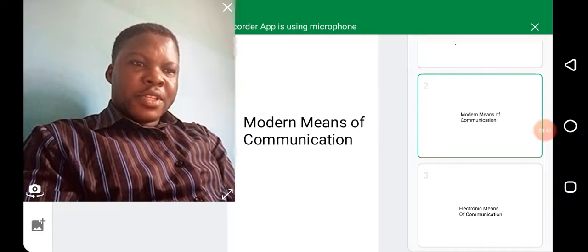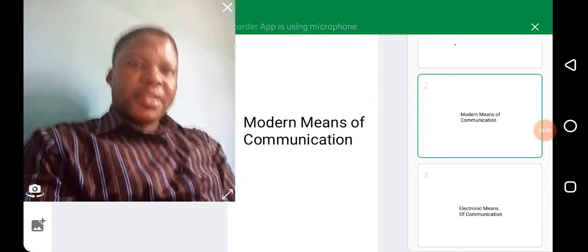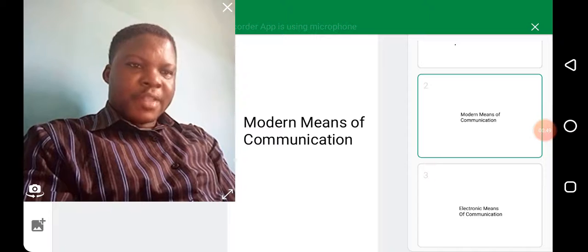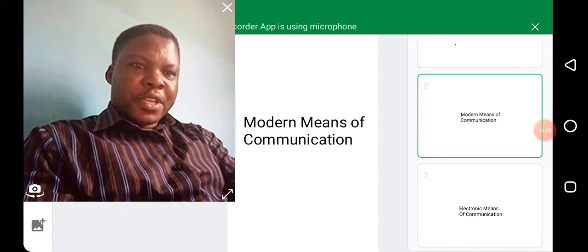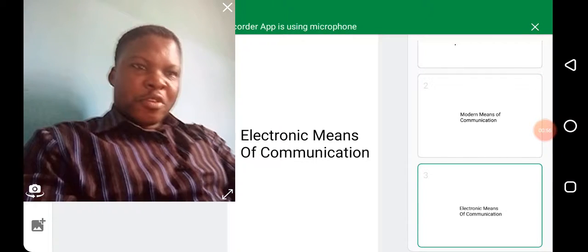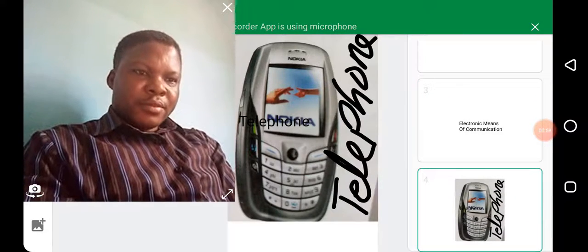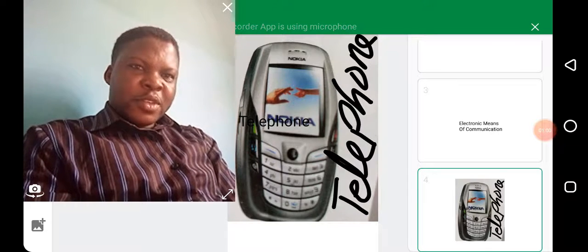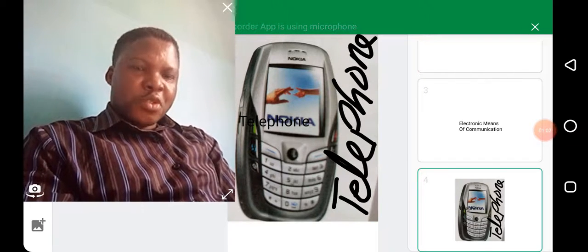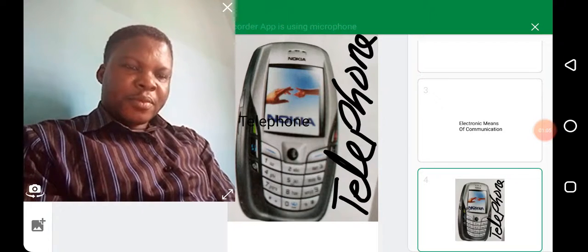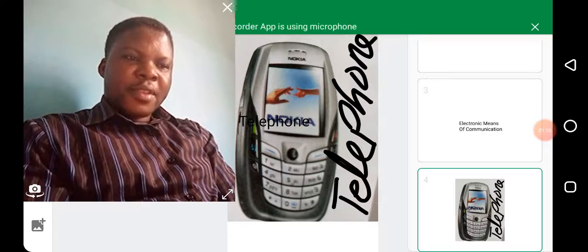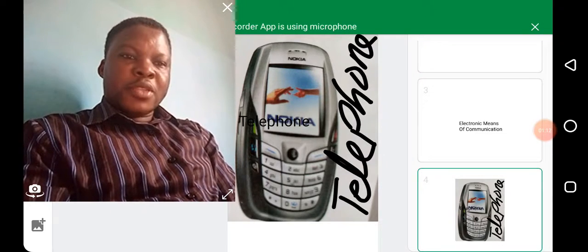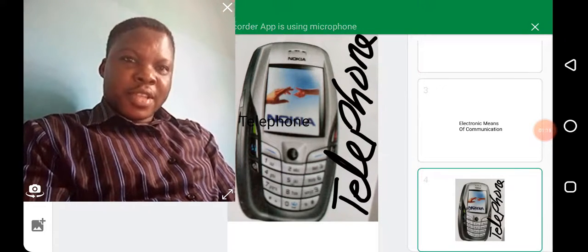Electronic communication is a process of exchanging information with the aid of electronic devices. Alright? So, let us look at electronic means of communication. One is the telephone, which you are already used to. Today, many people have telephone lines. The telephone helps us to communicate with people over long distances.